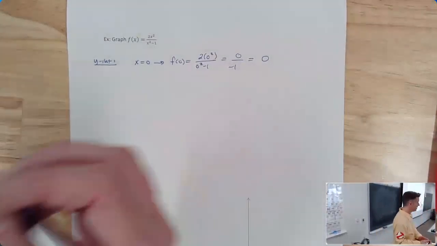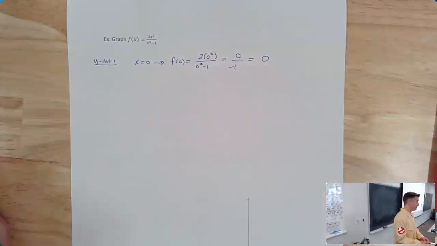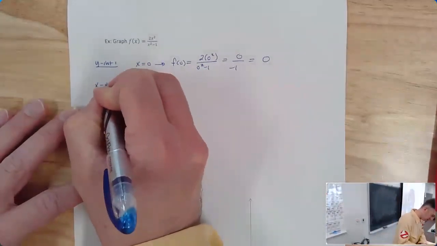Now, the y-intercept being 0 means an x-intercept is also going to be 0. There might be more x-intercepts. We're definitely going to get 0 as an x-intercept because we've got the origin. I think that's going to be our only one, but let's make sure.